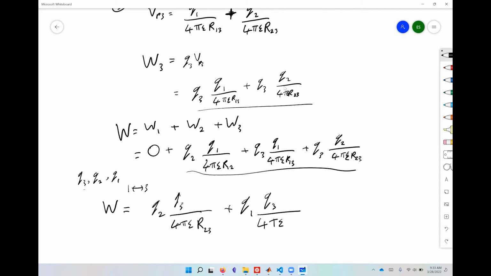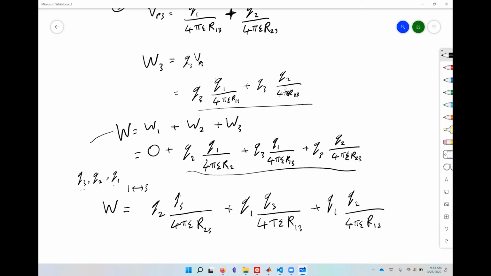4 pi epsilon. Instead of 1, put 3. Instead of 3, put 1. It becomes R31, which is the same as R13. Instead of Q3, put Q1. Instead of Q2, it's the same. 4 pi epsilon. R23 becomes R21, so this becomes R12. If you repeated the process, starting with Q3, Q2, Q1, you would get this equation.